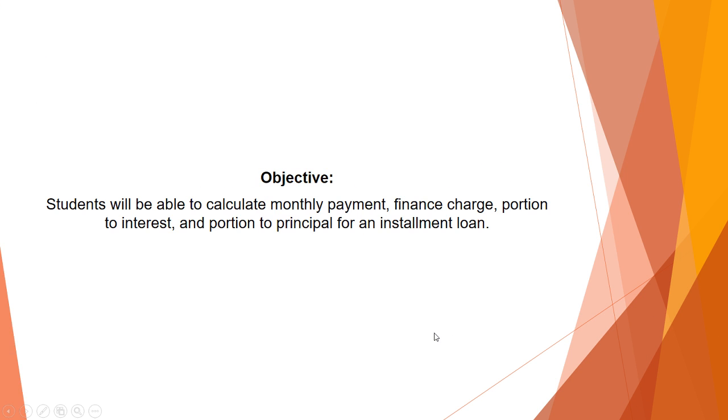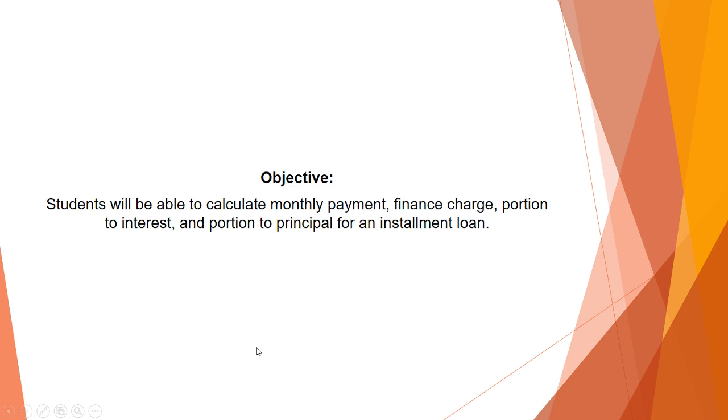The objective for this lesson is so you will be able to calculate monthly payment, finance charge, portion to interest, and portion to principal for an installment loan. If you ever buy anything that requires a loan, like a car, a house, a TV, whatever it may be, you have to know what your monthly payment should be. You can also calculate your finance charge, how much interest you have to pay, how much of that goes to the principal, etc.